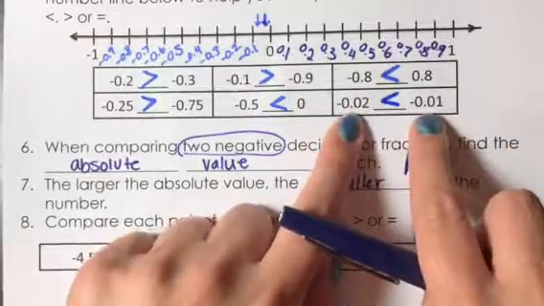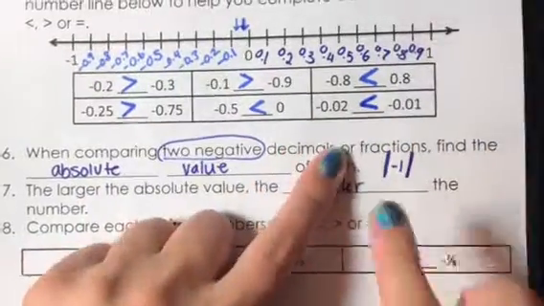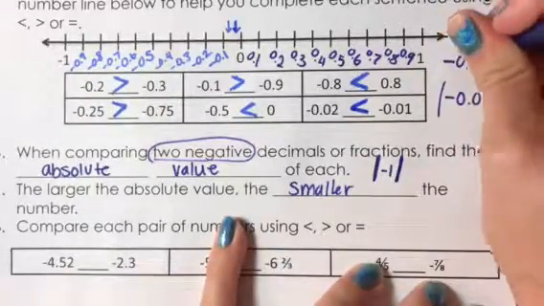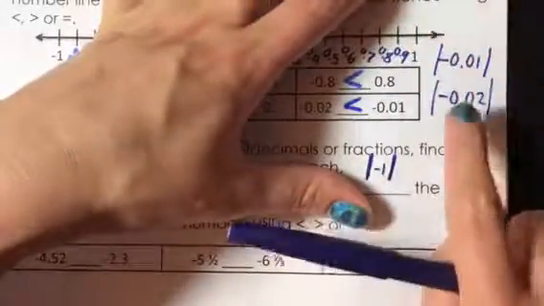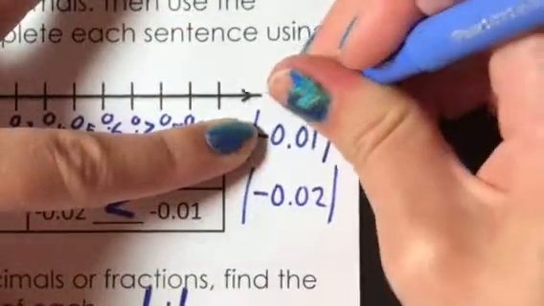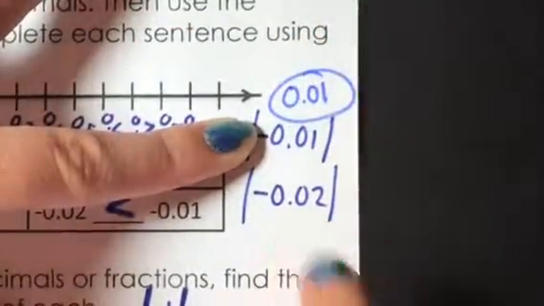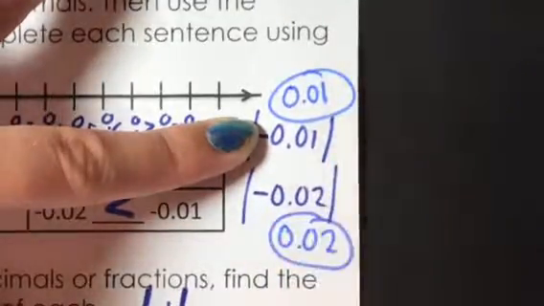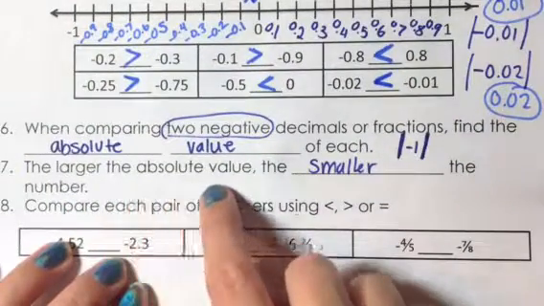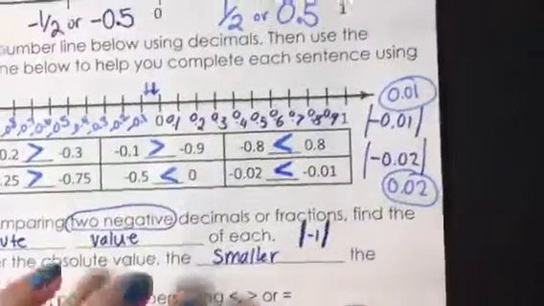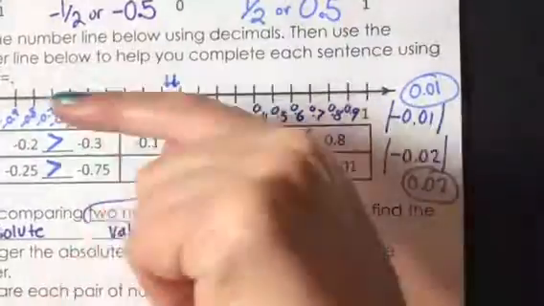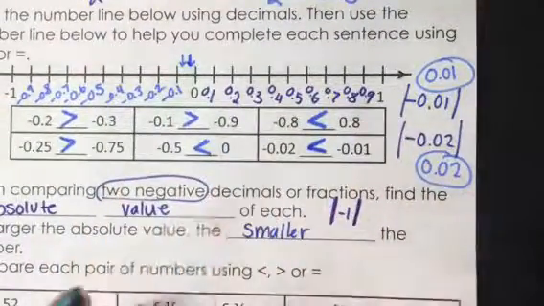Let's go back to these two. Both these numbers are negative. If I find the absolute value, which I will, I have negative 0.02 and negative 0.01. I'm going to zoom in. The absolute value of this would be 0.01. The absolute value of this would be 0.02. I'm going to go back and read the direction. It says, the larger the absolute value, the smaller the number. This has a larger absolute value, which means this number is further left on the number line. It's actually a smaller number.